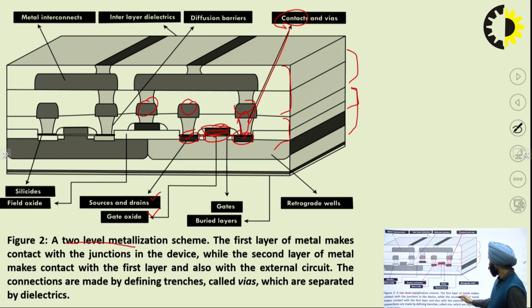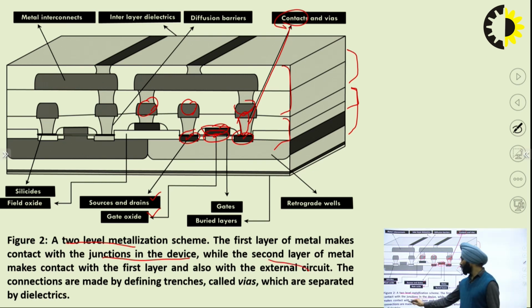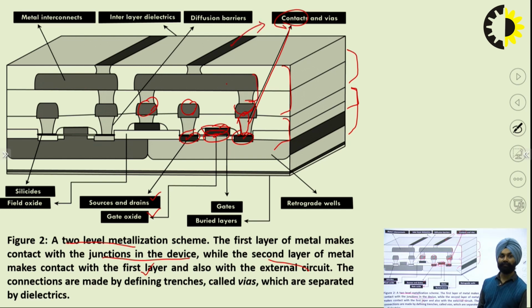The first layer of metal makes contact with the junction in the device. These are the junctions that are in the devices. So these contacts are connected through the metals. The second layer of the metal makes contact with the first layer and also with the external circuit. So this is the second layer, and these are the external connections that can be seen over the chip. Now these can be given to the external components that are to be connected externally. So these can be connected with the external circuit.